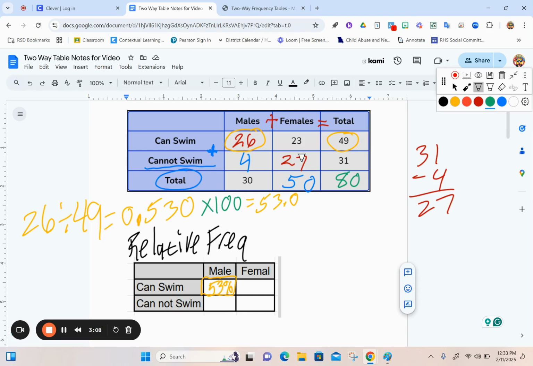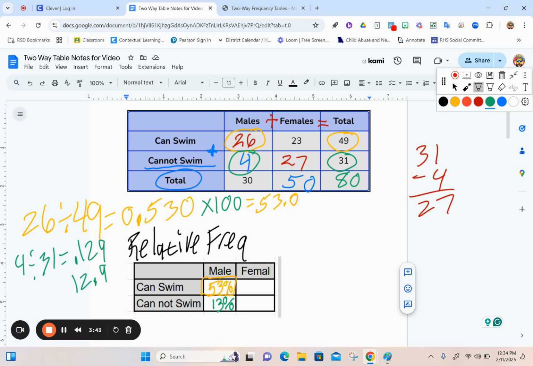So if I am doing, let's say I did cannot swim, then I would take 4 and divide it by 31. 4 divided by 31. I'm going to get 0.129. I'm going to hit times 100 at 0.129 and get 12.9. So that's going to be 13%. At that point, you round. 5 and above, round it up.